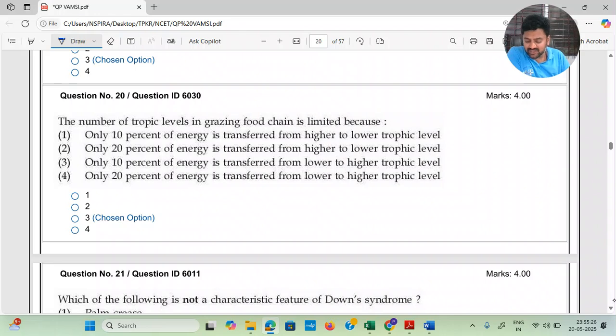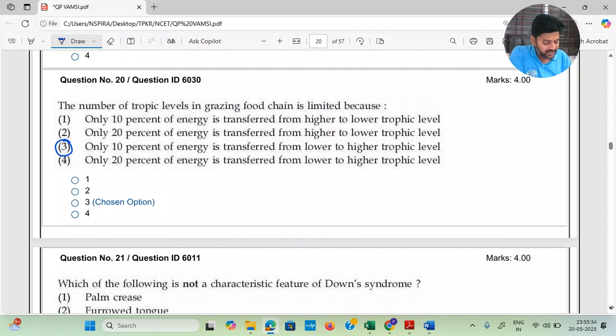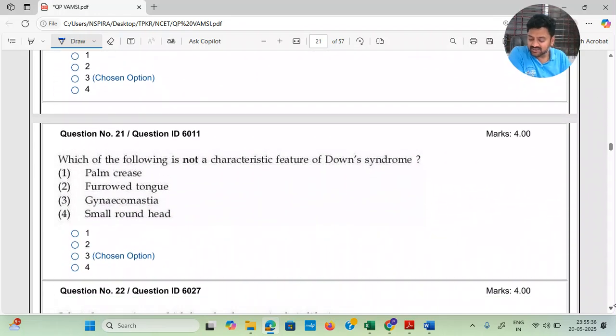The number of trophic levels in grazing food chain is limited because only the 10% of energy is transferred from lower trophic level to higher trophic level. That is the major reason. Which of the following is not characteristic feature of Down syndrome? So this is also a direct question. Third one.